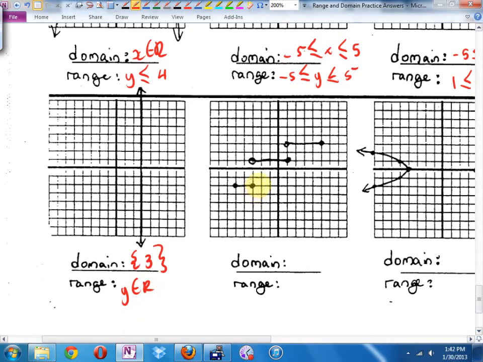Domain, this is another one where that can cover that. I can fill in every single hollow dot. It looks like the domain is, furthest left we go is negative 5, less than or equal to x, because we touch, less than or equal to positive 5. The range, only 3 heights appear: negative 2, positive 1, positive 3.